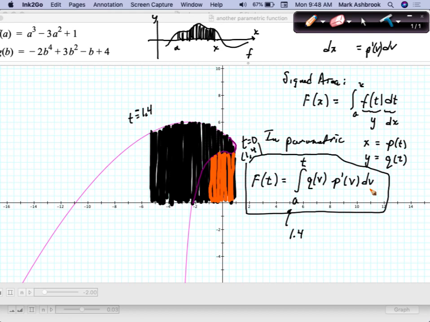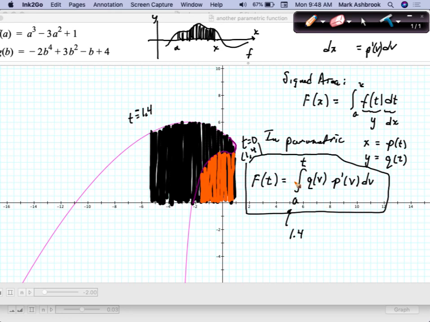Change in x. This is my dx right here. This is p prime v dv. This is my change in x. So what about changes in x? Positive or negative? If x is decreasing, then my changes in x will be negative. So what about the signed area here? So as t increases, x decreases, and dx will be negative.